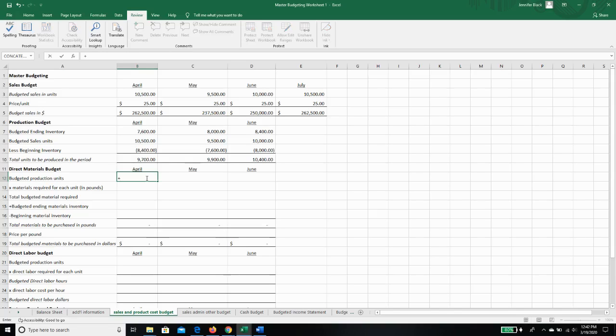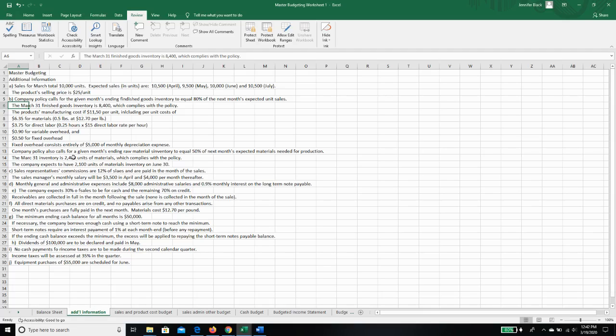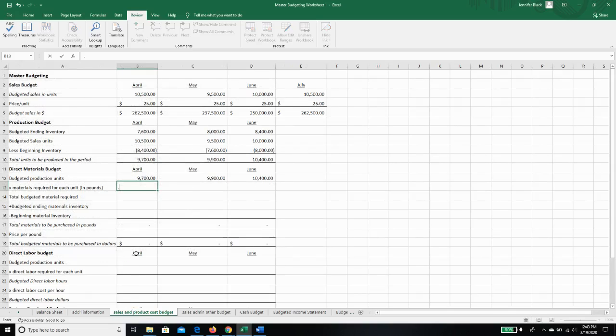So our production units are right here, and we'll go over and do this. All right, times the materials required for each unit in pounds. So if I look here, it says our manufacturing cost is $11.50 per unit. And right here, it says that we use half a pound of materials in each unit. So this is going to be 0.5.